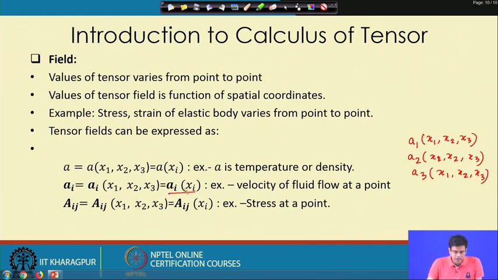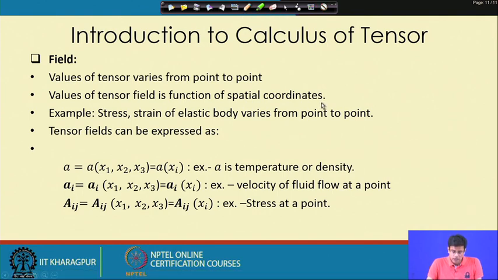Similar to this, as a vector field, we can define a tensor field also. The tensor field aij means all components of the tensor are dependent on the spatial coordinate system, the x1, x2, x3 system. For instance, stress varies from point to point. So, x1, x2, x3 are all spatial coordinates, right. Now, once we know the concept of field, a field could be a scalar field, a vector field, or a tensor field also.